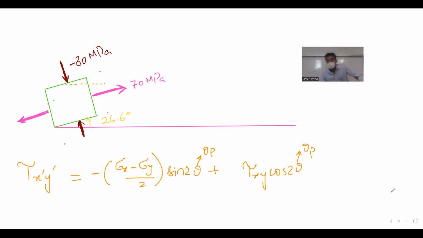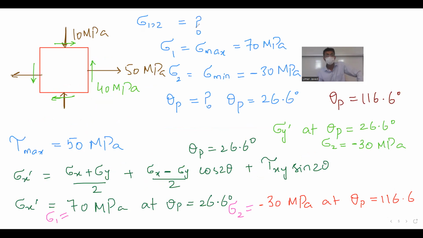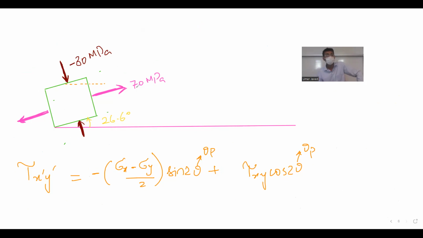And what is the possible explanation? You see, I subjected this to 50 megapascals and 10. But what is the maximum? 70. You get my point.